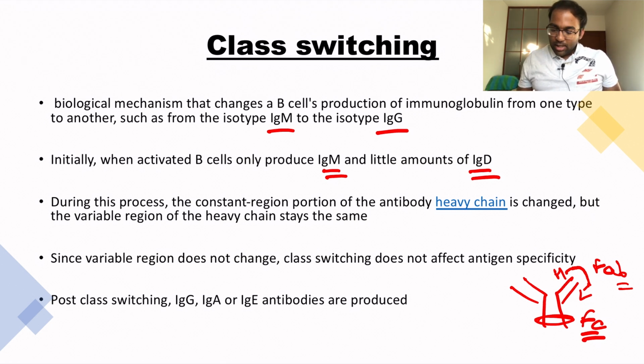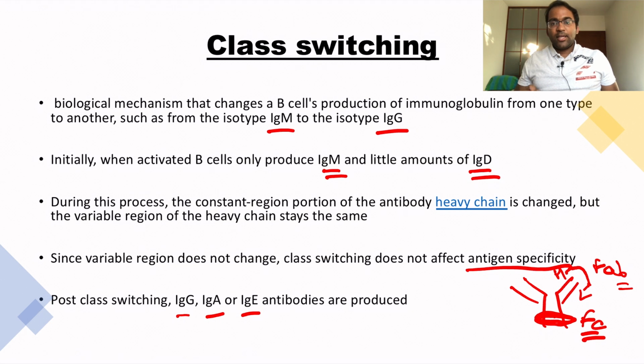Now, the FC portion is the only portion that is changed in this process, not the FAB portion. Since the variable region does not change, class switching does not affect antigen specificity, as I mentioned. Post class switching, we have IgG, IgA or IgE antibodies, not IgM, because first we make IgM, which is in larger amounts than IgD. So it's IgM and IgD initially, then after class switching we have IgG, IgE or IgA. So I hope you understand this.